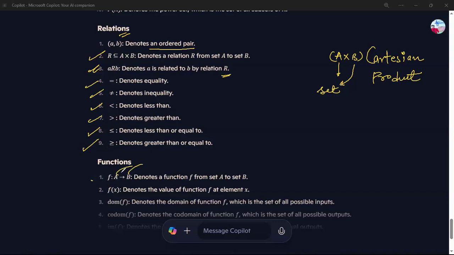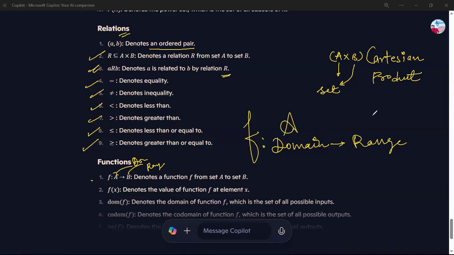These both are sets, and set A is the domain here, and set B is the range here. A function is a function from domain to range, which is set A to set B. So the function set will be written like this, where a is an element of the domain and b is an element of the range, which is B.